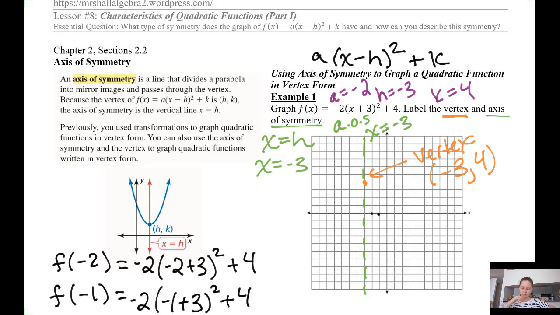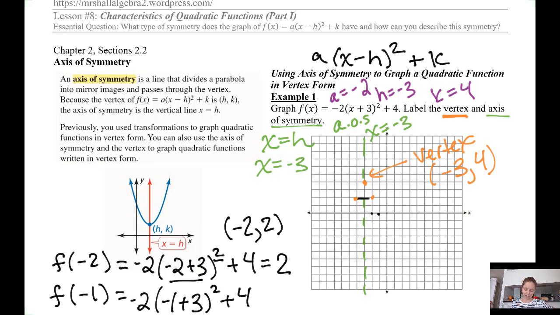Okay, so -2 plus 3 is +1. 1 squared is 1, times -2 is -2. So I really have -2 plus 4, which is +2, which means I have the point (-2, 2). Here's where I can use the axis of symmetry. This point is 1 unit away from the axis of symmetry, and so 1 unit on the other side of this axis of symmetry will be another point on the parabola.